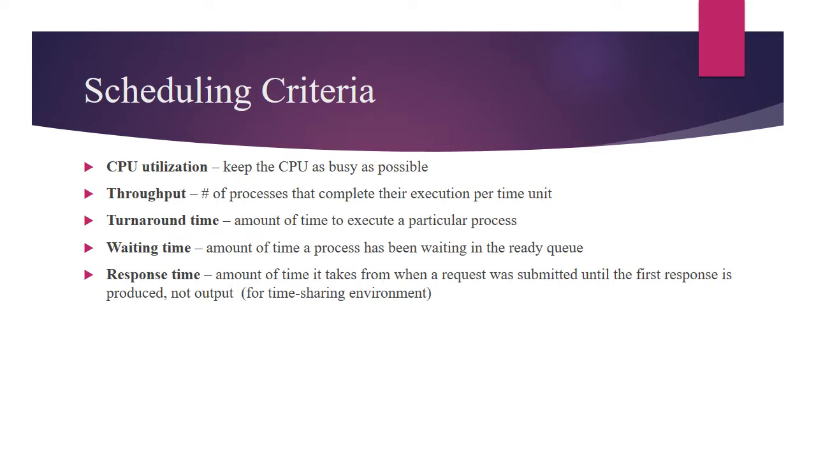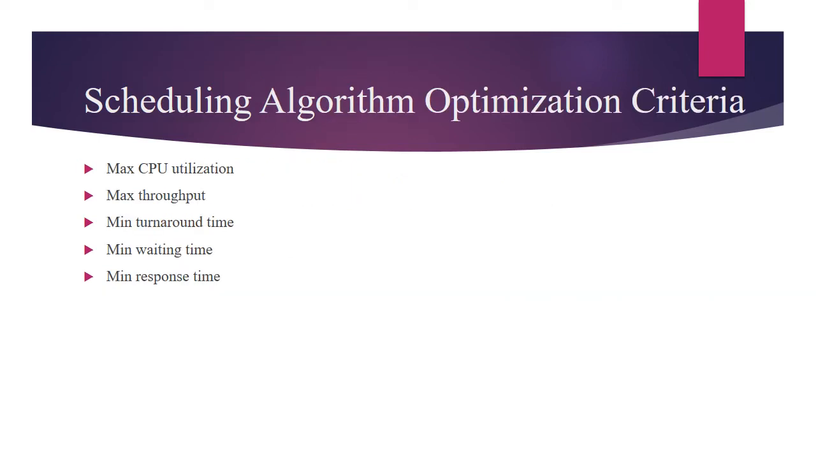Last one is response time. It is the amount of time it takes from when a request is submitted until the first response is produced. It's not the output, it's just the first response we get from the request. That is response time. So, algorithm optimization criteria is to maximize CPU utilization, maximize throughput, minimize turnaround time, minimize waiting time, and minimize response time.